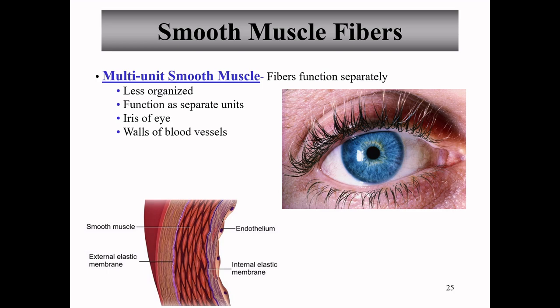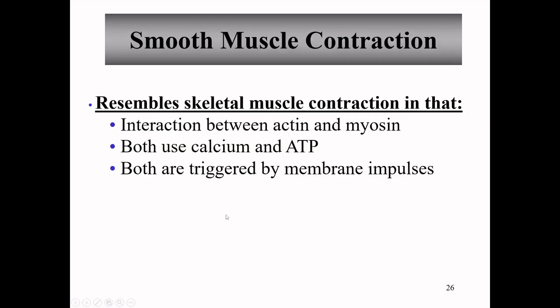What we don't want to do is cut ourselves and have every blood vessel in our body get smaller in response to this cut on our finger. So instead, we use multi-unit smooth muscle where we can kind of individualize the muscle and contract what we need to contract. So multi-unit smooth muscle, fibers function separately. I would know iris of the eye, walls of blood vessels, functioning as separate units, something along those lines.